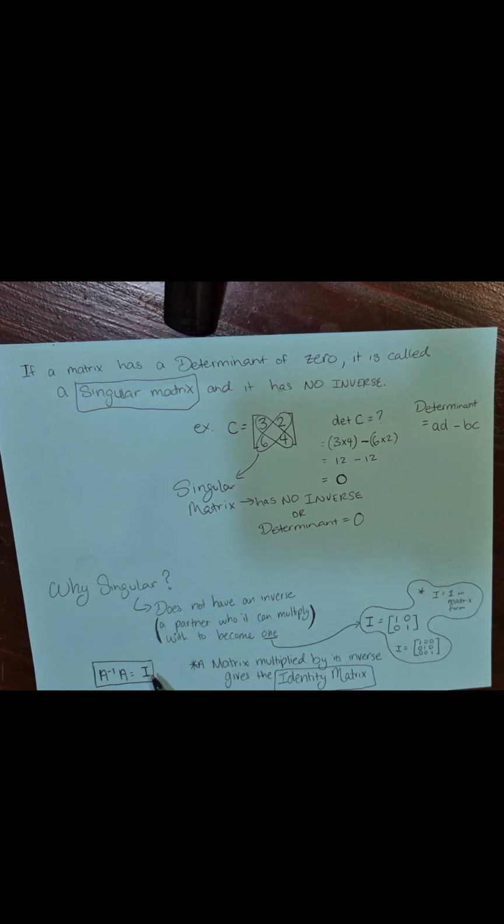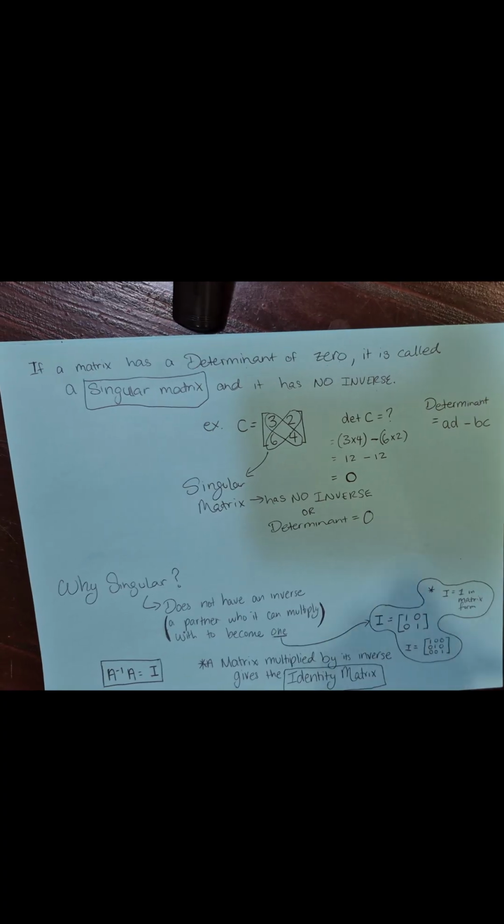A matrix times its inverse should give you 1. They should multiply to become 1. A singular matrix doesn't have an inverse, so it can't multiply with anybody. So it's singular because it has a determinant of 0. It has no inverse. It can't ever multiply with something to become 1.